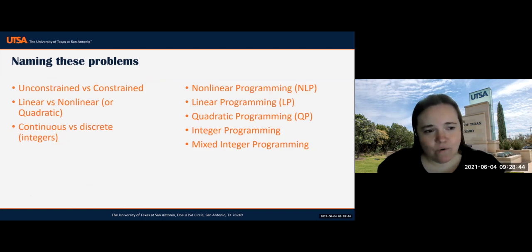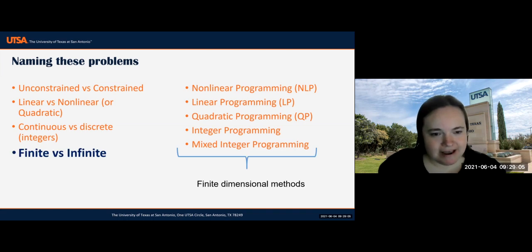So that gets us quite a lot of names, not all of them. And each of these types of programming, so the procedures for solving these kinds of problems, come with a whole bunch of different algorithms or conditions that you can try to apply to your problem. But so far, everything that I've mentioned falls in the category of finite.